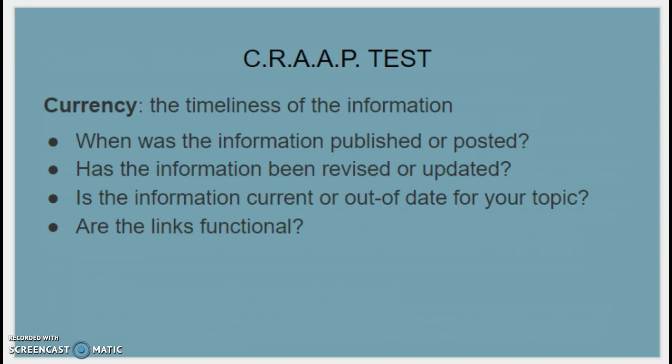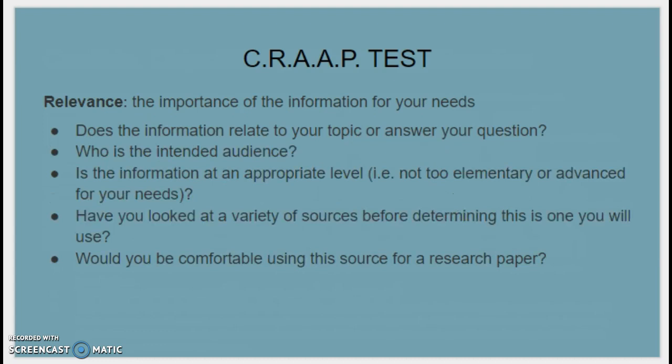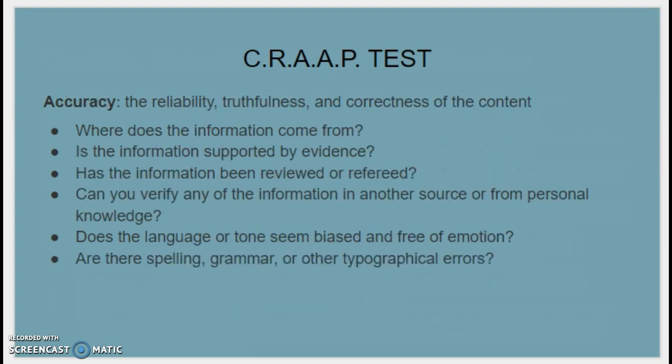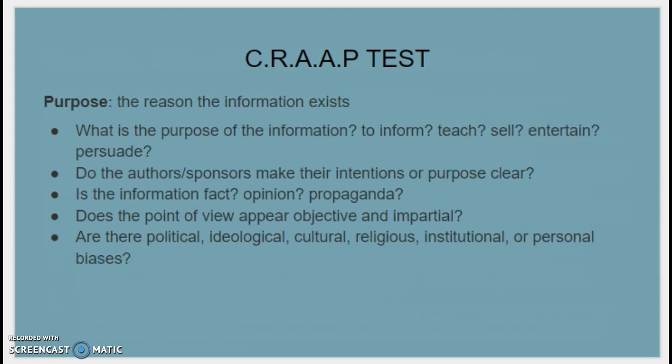So, currency is the timeliness of the information. Relevance is the importance of the information. Authority is the source of the information. Accuracy is the reliability, the truthfulness, and the correctness of the content. The purpose is the reason the information exists.